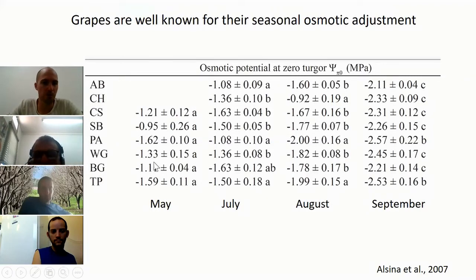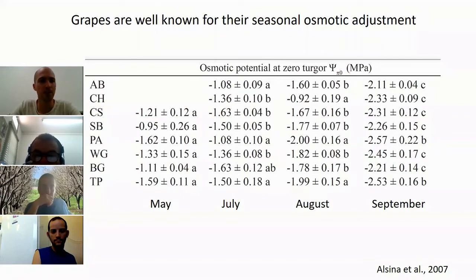So you can see in May it was about 1.2 for vines to lose turgor. In July it was 1.5 on average, give or take. In August it was 1.7. In September it was more than 2 megapascal, or lower than -2 megapascals. So these plants have acclimated substantially during the season.